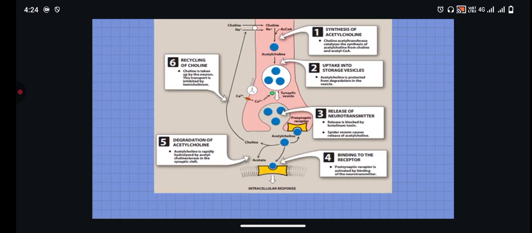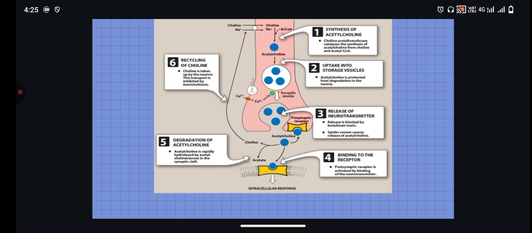Here is the diagram in which you can see choline and sodium are co-transported into the neuron, and then with the help of an enzyme known as choline acetyltransferase, there will be formation of acetylcholine from acetyl coenzyme A and choline. After that, acetylcholine will be shifted into the vesicle, and then upon proper stimulation from the calcium, the vesicle will move towards the presynaptic membrane or presynaptic knob, where it will fuse with the presynaptic membrane, and there will be release of neurotransmitter.